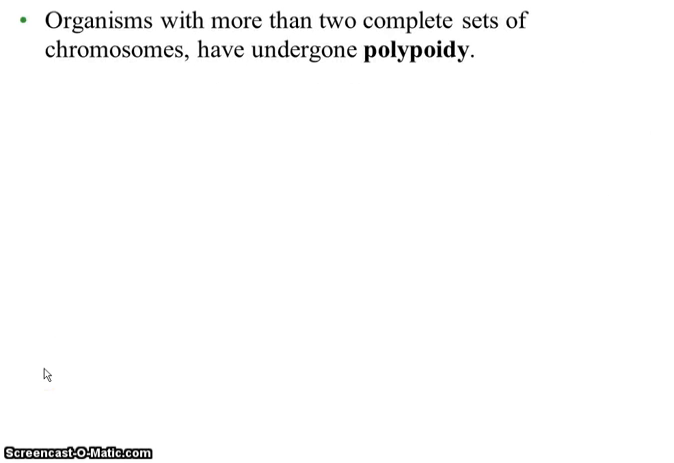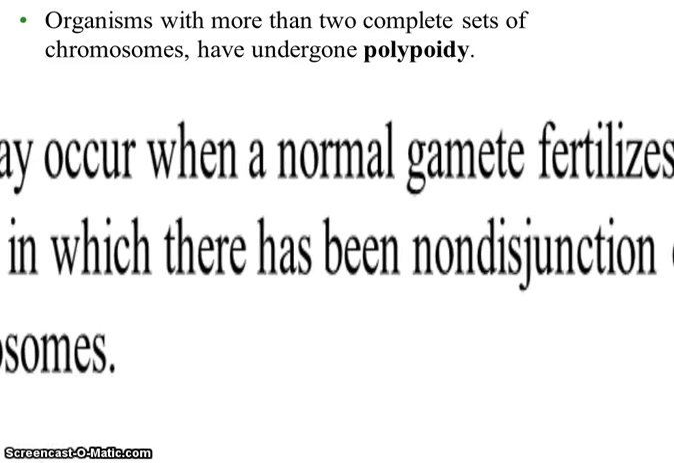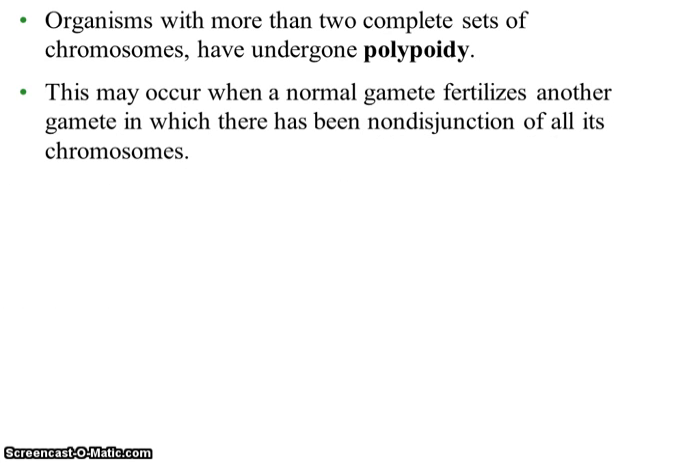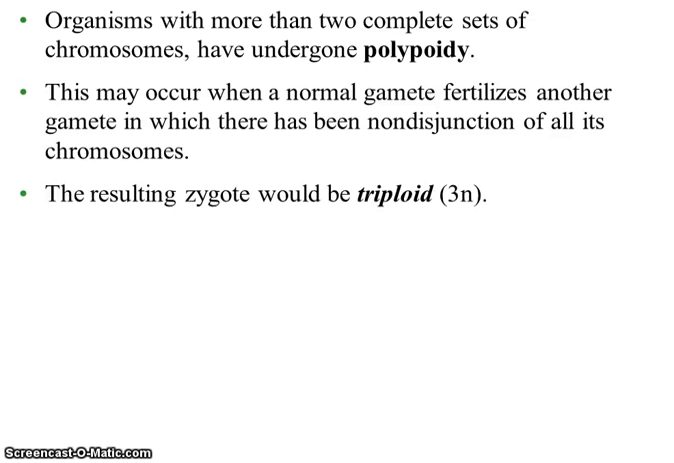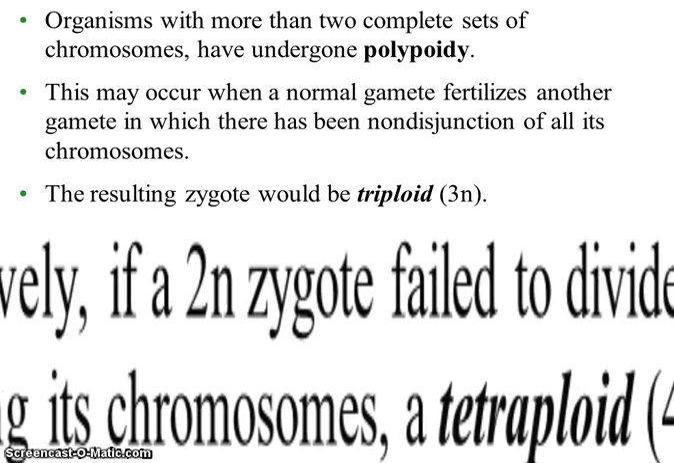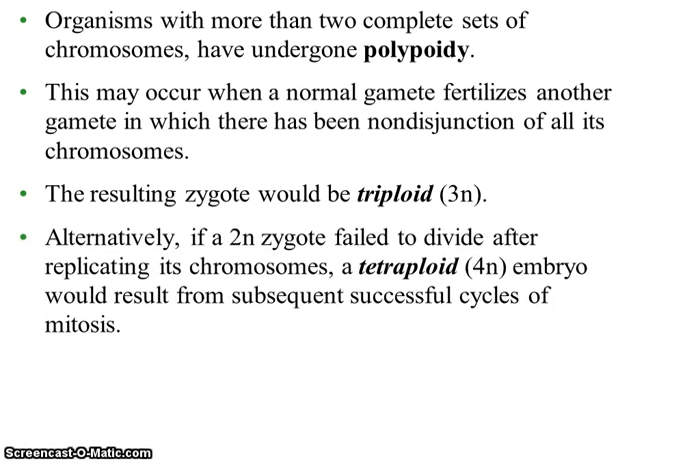So, organisms that have more than two complete sets of chromosomes have polyploidy. When no normal gamete fertilizes another, there's been non-disjunction in all the chromosomes. So it'd have to be a triploid, you'd actually have 3N. And if that 2N failed to divide at all, you could have a tetraploid embryo.